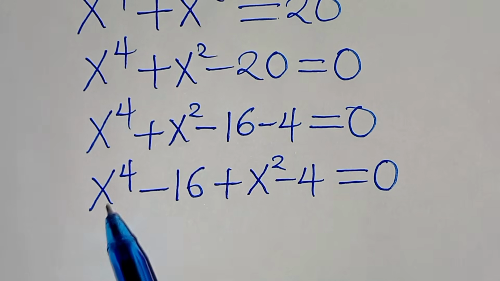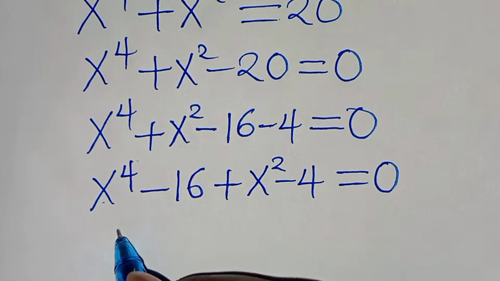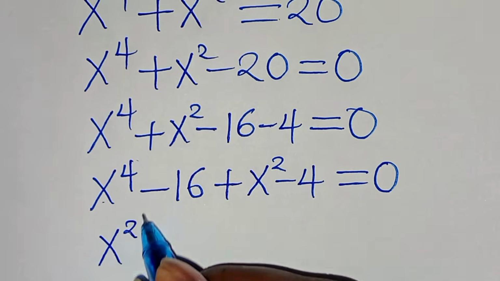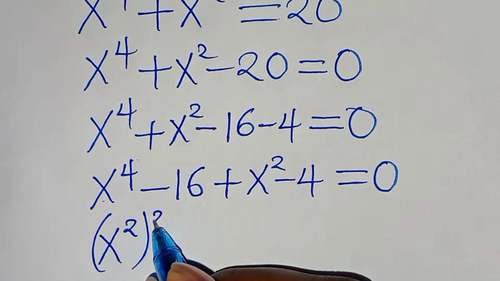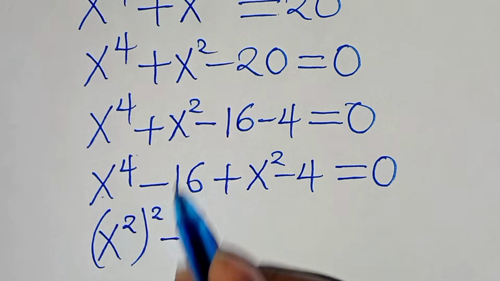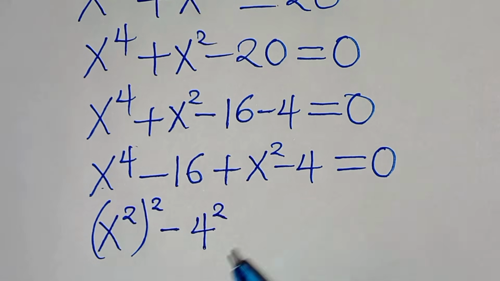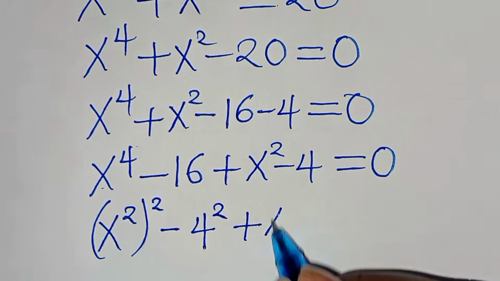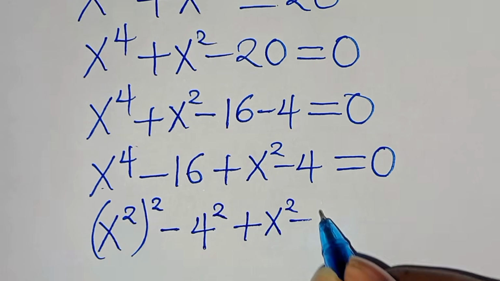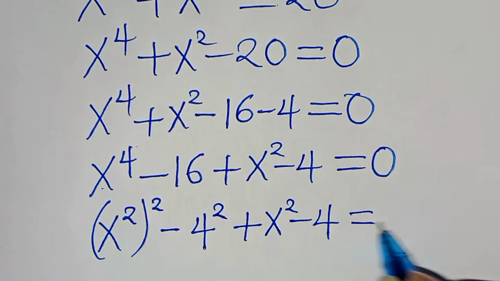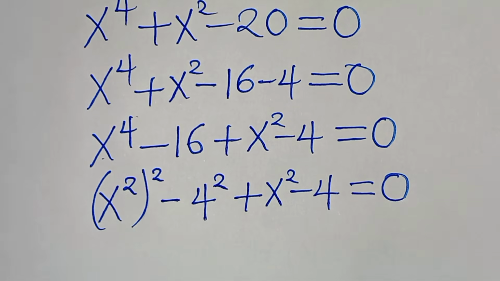Now, we can express x to the power of 4 as x to the power of 2 raised to the power of 2, then subtract 16. 16 can be expressed as 4 to the power of 2, then plus x to the power of 2 minus 4, equal to 0.